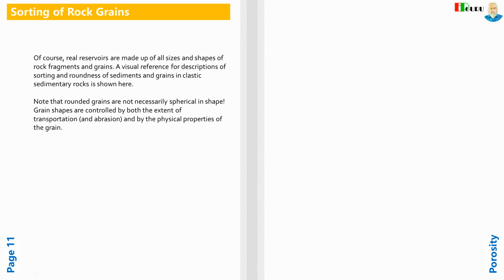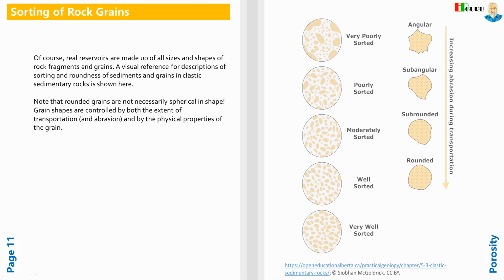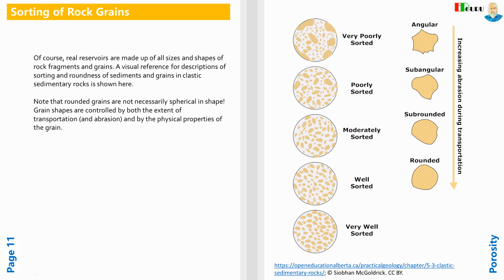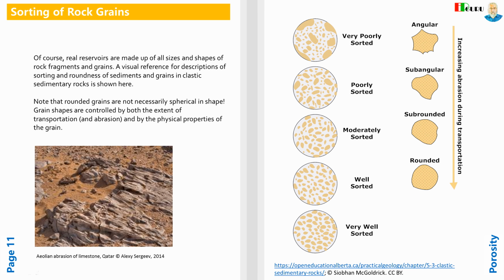Of course, real reservoirs are made up of all sizes and shapes of rock fragments and grains. A visual reference for descriptions of sorting and roundness of sediments and grains in classic sedimentary rocks is shown here. Note that rounded grains are not necessarily spherical in shape. Grain shapes are controlled by both the extent of transportation and abrasion, and by the physical properties of the grain.